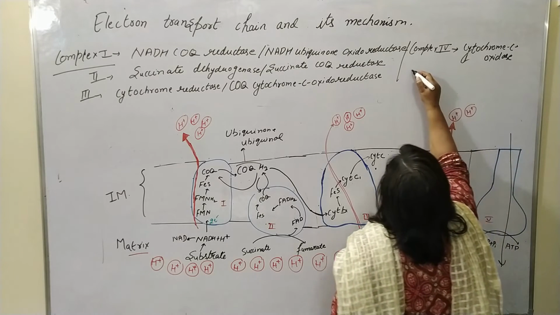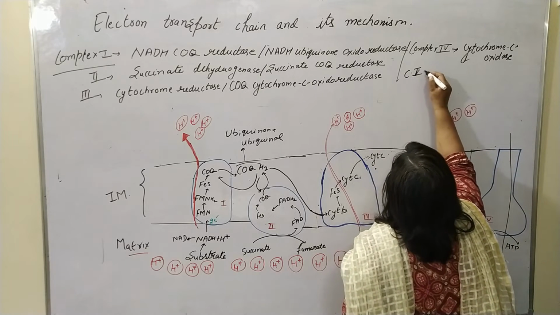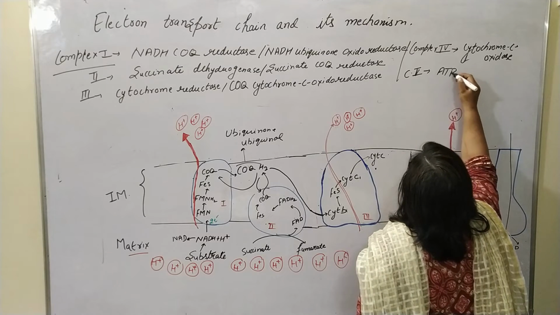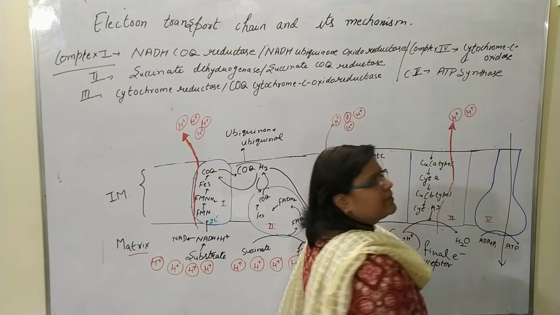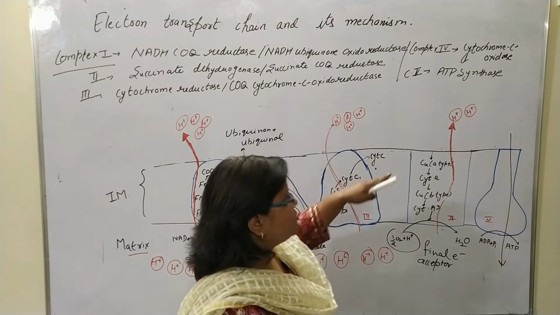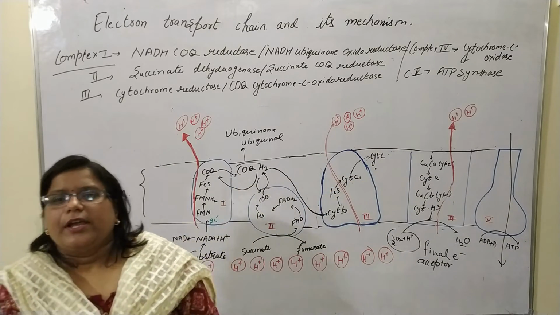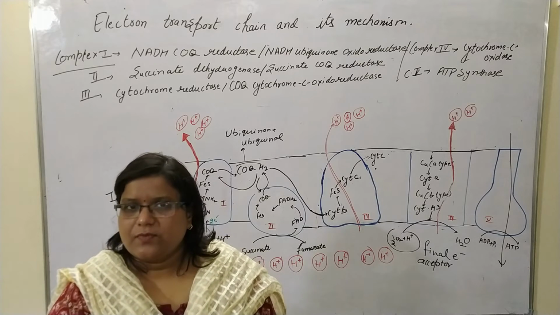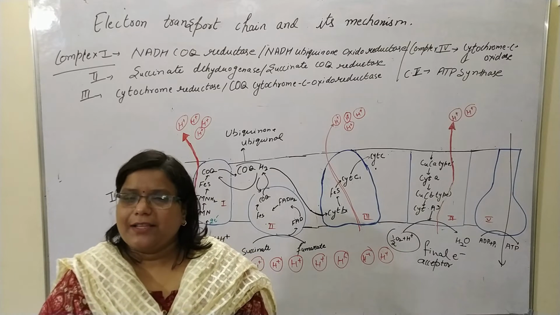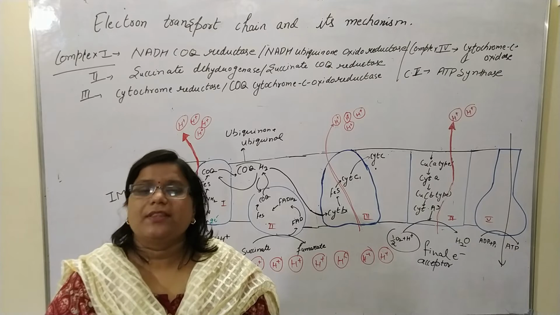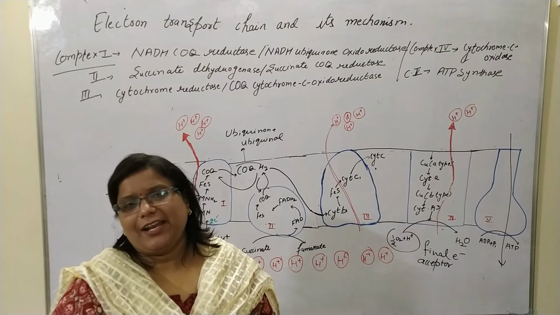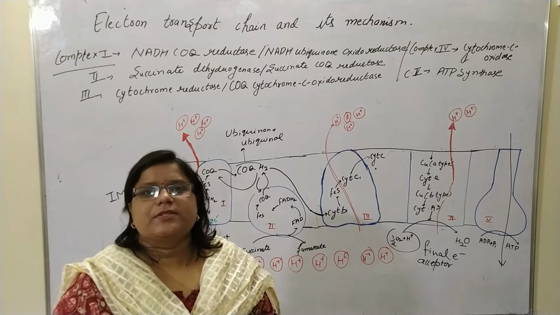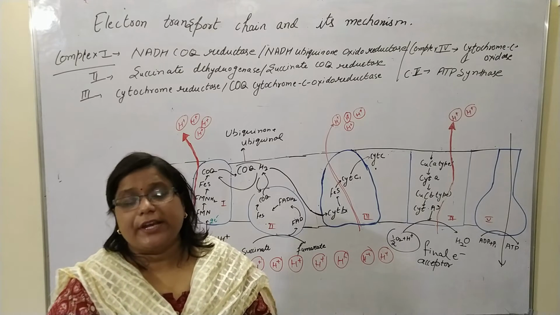And complex 5 is the ATP synthase. These are the 5 complexes. Take the screenshot. Now in the complexes, all the complexes will participate, and by their participation they will transfer the high energy electron. And during the transfer of high energy electrons, these electrons will generate a proton gradient.